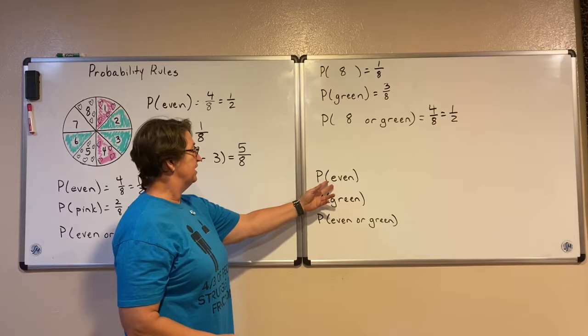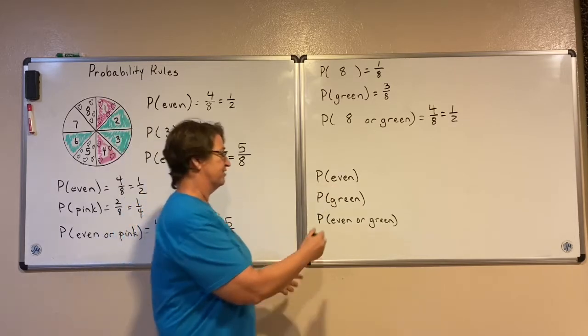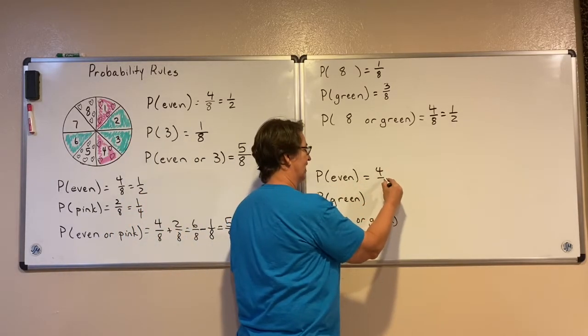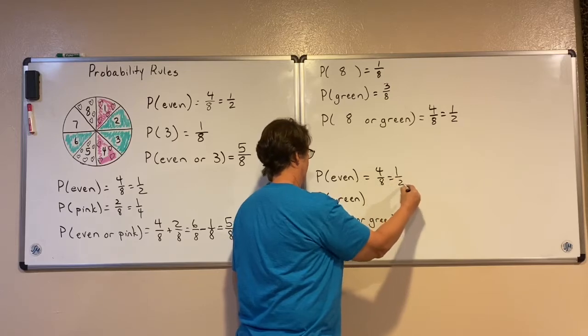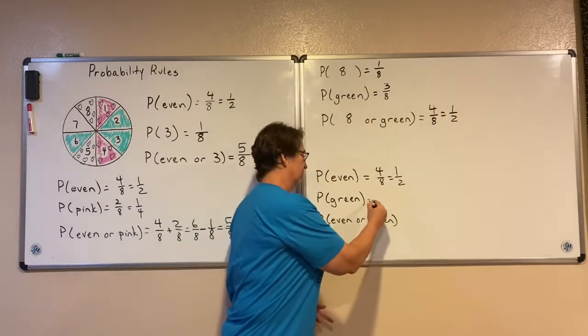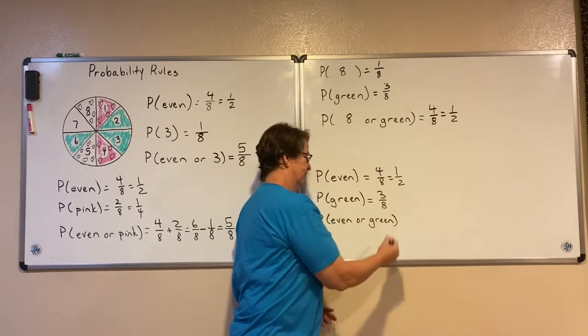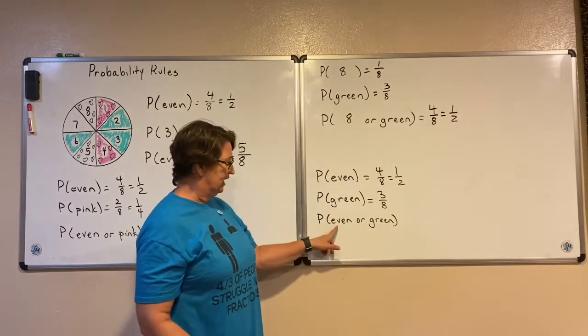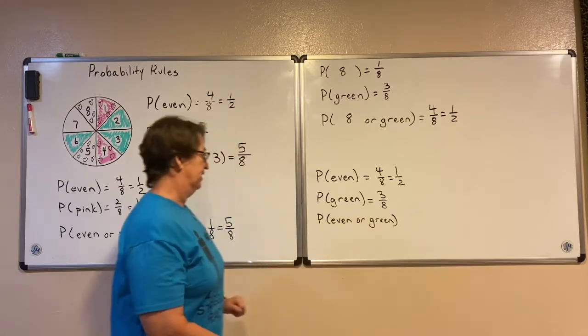What's the probability of even? We've seen that several times. It's 4 out of 8 or 1/2. What's the probability of green? We saw that earlier, 3/8. What's the probability we get an even or a green?